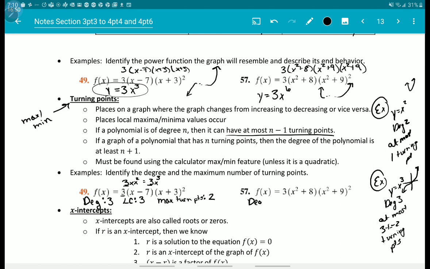Our degree of this polynomial is 6. It's actually the same problem we did above. We have a 3 times x squared, and then this would give us an x squared times an x squared. I'm just multiplying those first terms together. So that would give us a degree 6. The leading coefficient here is 3 again. The max number of turning points is always the degree minus 1. So 6 minus 1 is 5.